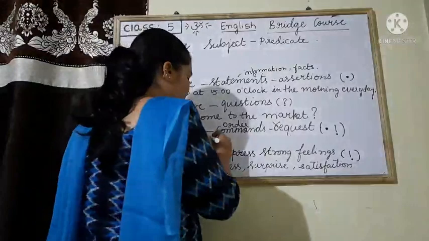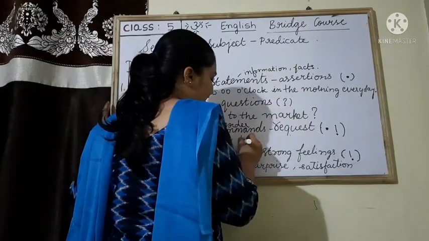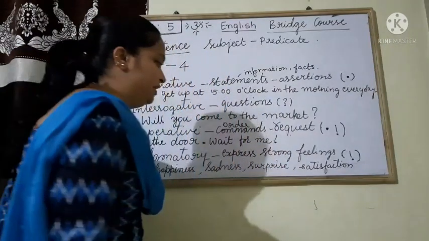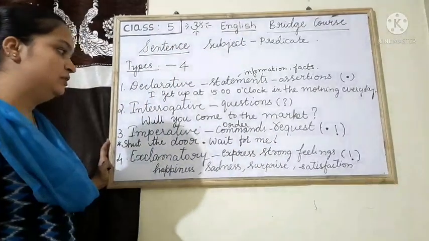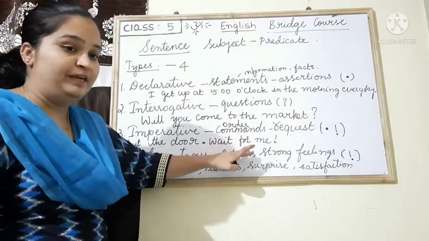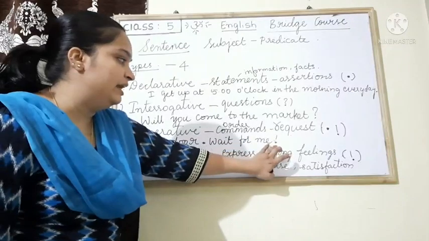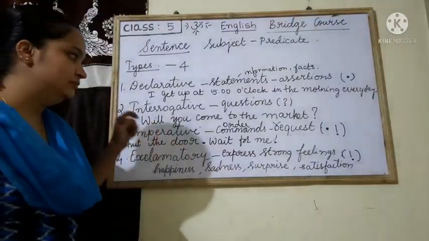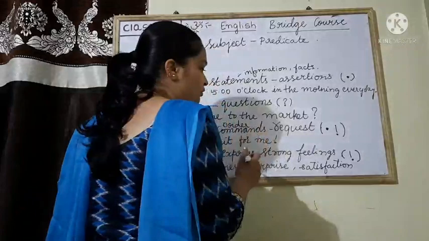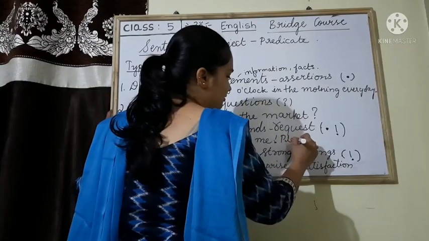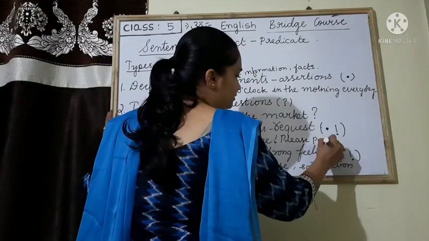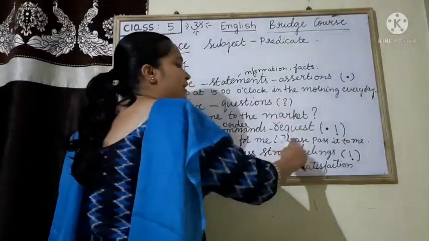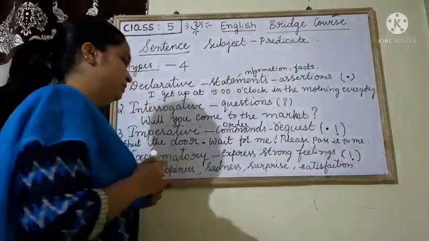And when you are saying, wait for me, then it ends with an exclamation mark, because I want you to wait for me. So at that time I use an exclamation mark. Okay. And request. When do you request? Please pass it to me. So when I am requesting you, it also ends with a full stop.